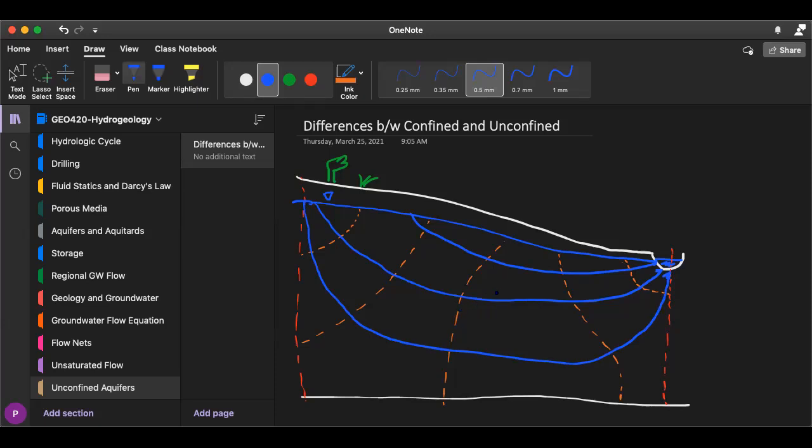Okay, so this is the general, basic idea of what flow looks like in an unconfined aquifer. And I'm going to point out a couple things. The head in the aquifer, if I was to measure it here at this point, this would be H1. And then the head, or the height of the water table here, is H2.